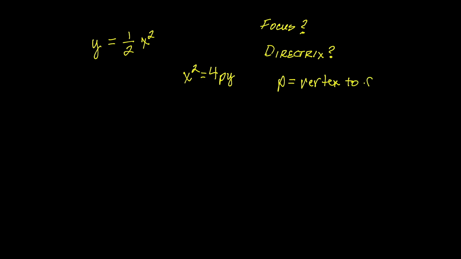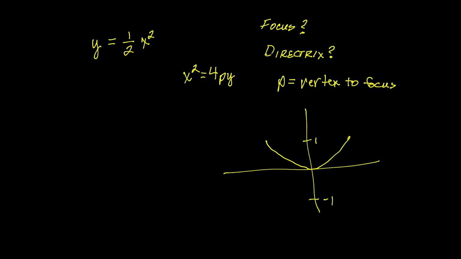All right, now remember, p is the distance from the vertex to the focus. All right, so if I'm going to graph this, it's going to look like this. And say this is a 1 and that's a -1. I'm going to be looking at a focus somewhere in this neighborhood. I'll show you here just a second. First things first, let's multiply both sides by 2.